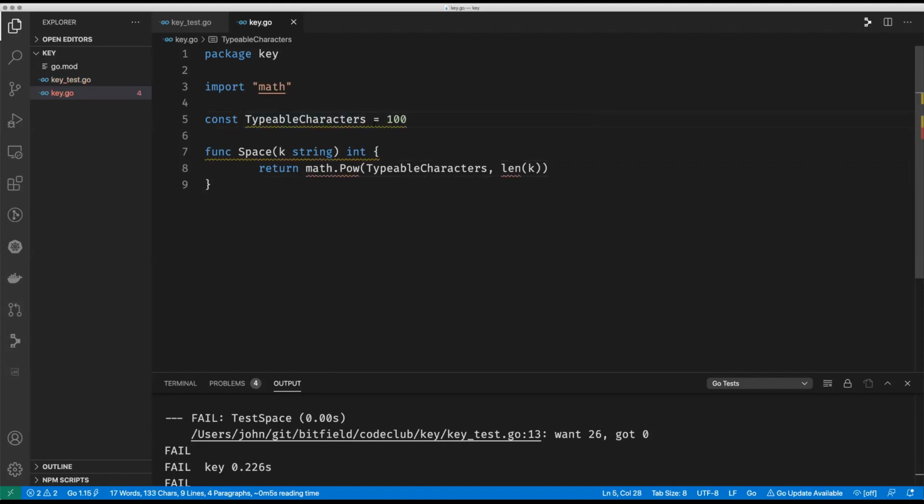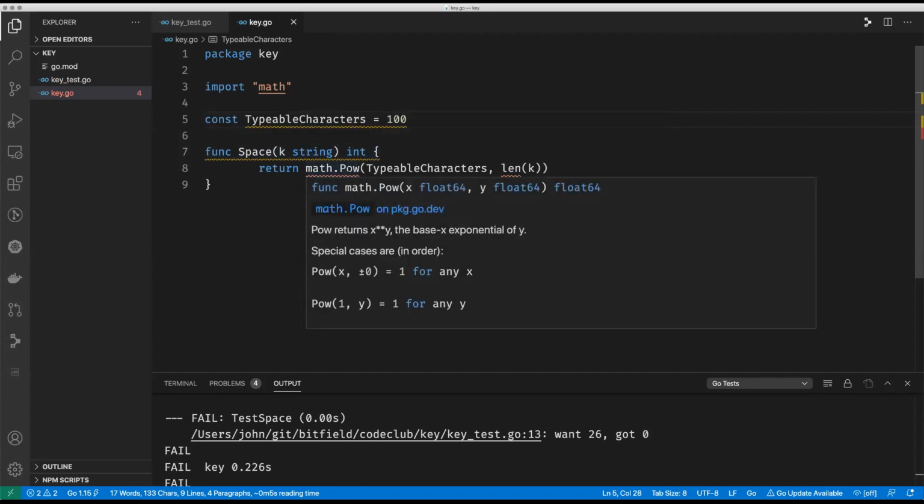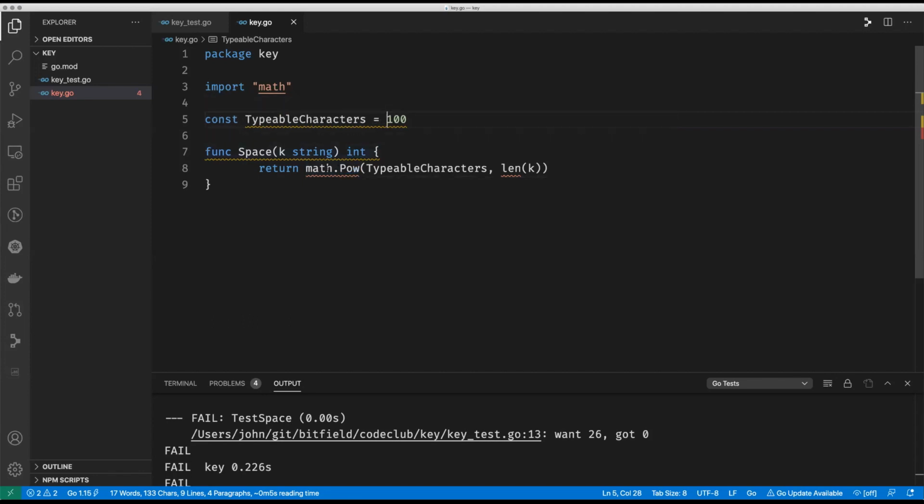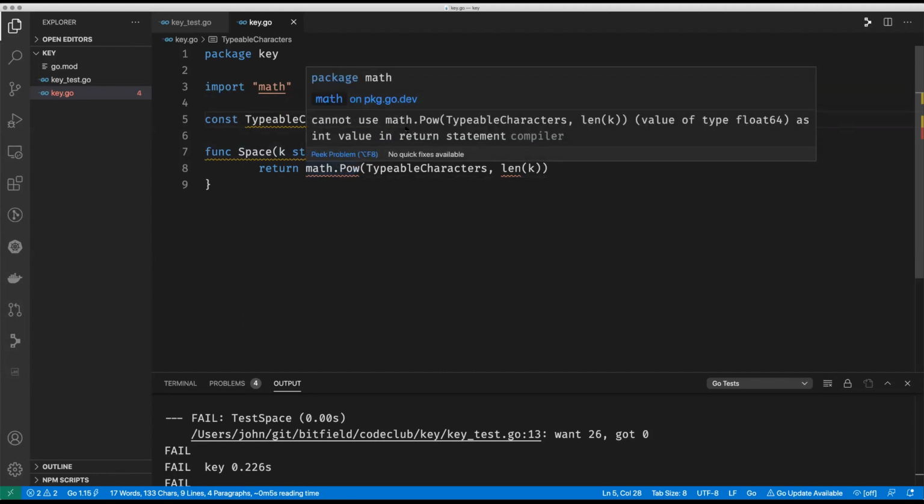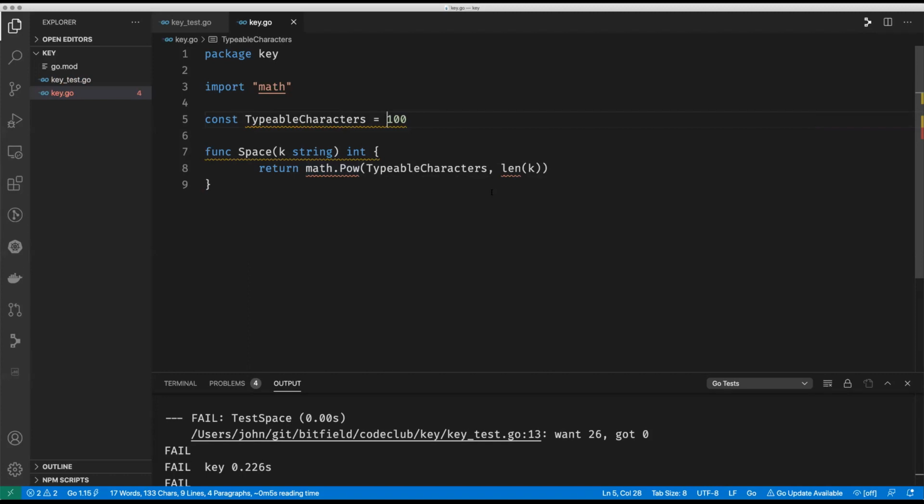I've got this wrong, haven't I? It's a good job I've got you all here to help me. There's this error saying I can't use math.Pow, it returns a float64. I can't use that as an int. But we know it must be an integer, mustn't it? Yes. The key space only has X number of possibilities, and we can't have a fractional possibility. What can I do here? Convert? Yeah? How can I do that? Suppose I have a float64, which is what I have, and I need an int. How can I turn one into the other? Any suggestions?